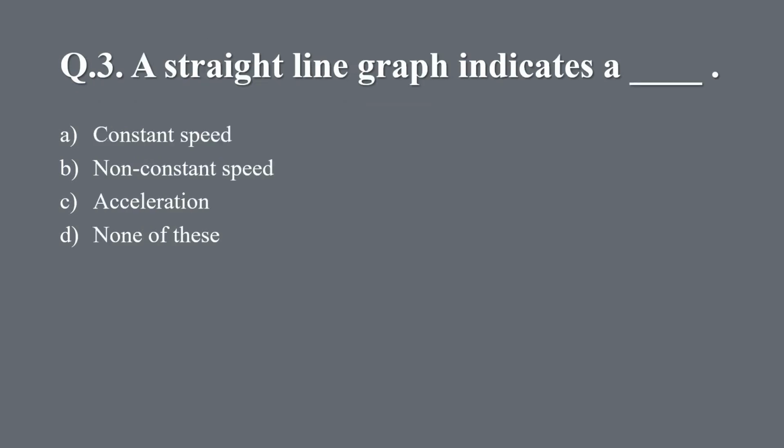Parallel. Question 3. A straight line graph indicates a dash. A. Constant speed. B. Non-constant speed. C. Acceleration. D. None of these. And the right answer is A. Constant speed.